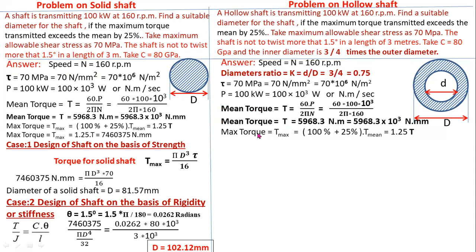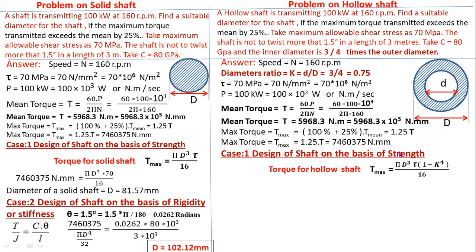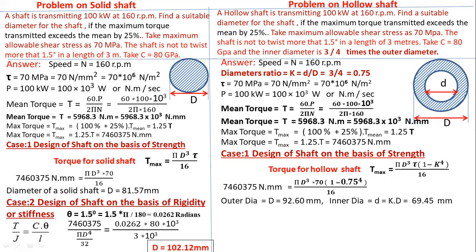So there is no difference between a solid and a hollow shaft up to maximum torque. Now in case 1, you have to consider T max equals pi d cube by 16 into tau into 1 minus k power 4 for the hollow shaft. This is the only difference between the solid and hollow shaft formulas. Now here k equals 0.75, and tau equals 70. T max is the same as for the solid shaft. So you have to substitute these values in this equation.